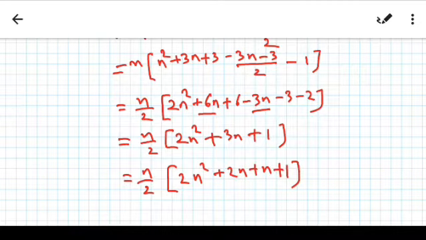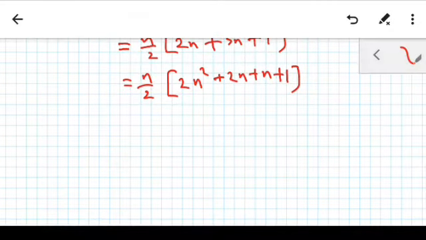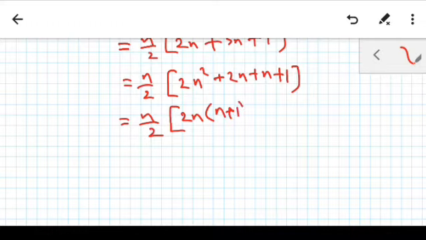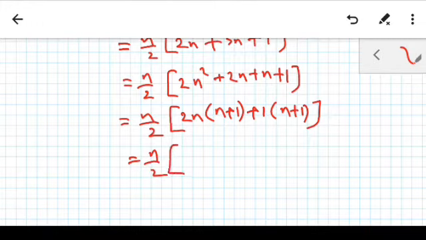Then I have to split again. That is equal to n by 2. I take 2n common here, it is n plus 1, plus 1 common, again it is n plus 1. So it is n by 2, and we have 2n plus 1 whole into n plus 1.